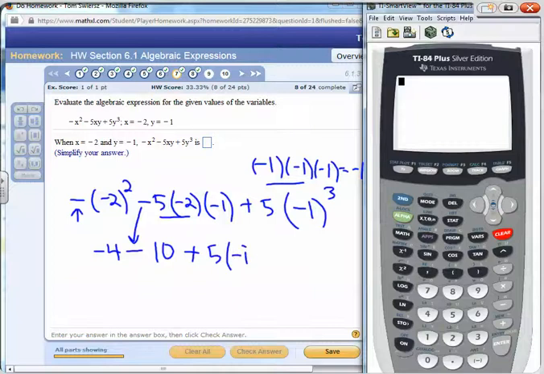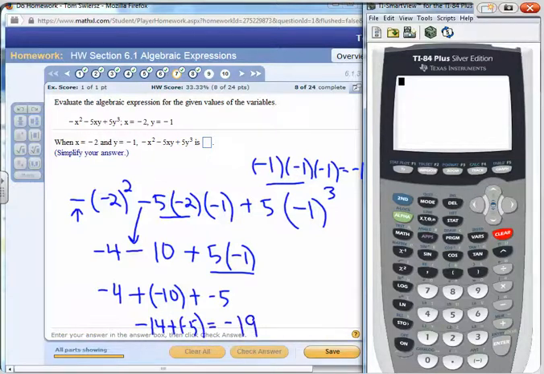So 5 times negative 1, so it's going to be negative 4 plus a negative 10. We're going to go ahead and do 5 times negative 1, which is negative 5. Negative 4 plus negative 10 is negative 14. And another negative, add them together, two negatives, add them together, and your answer is negative 19. So our correct answer is a negative 19.